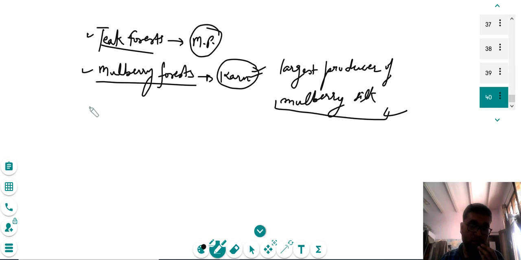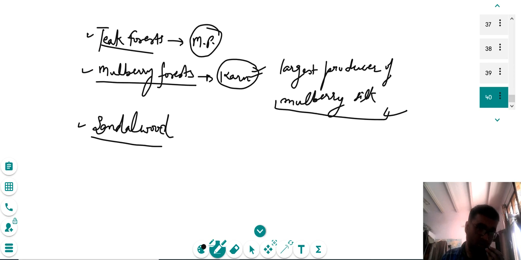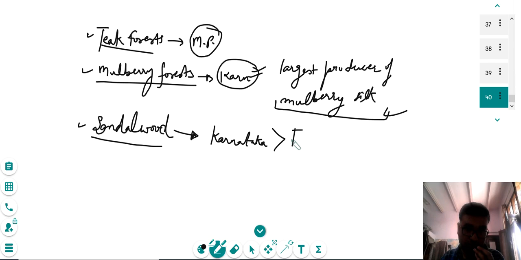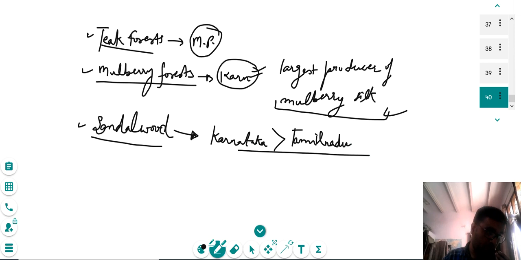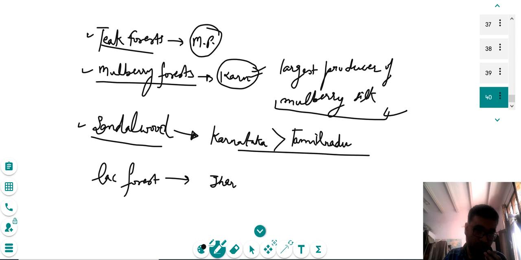Karnataka is the largest producer of this type of silk. So take mulberry. Then comes the sandalwood. Right. The sandalwood forest. Again, the highest concentration of these forests is in Karnataka, and after Karnataka, Tamil Nadu. Right. So this is about the sandalwood forest. Then come the lac forests. Their highest concentration is in Jharkhand.